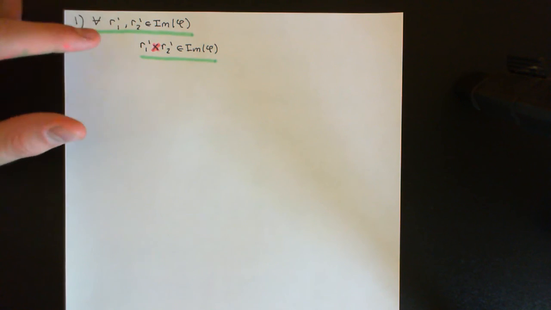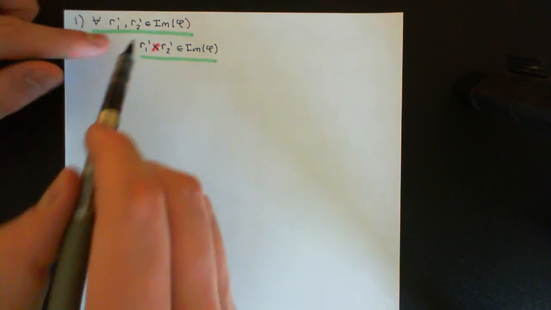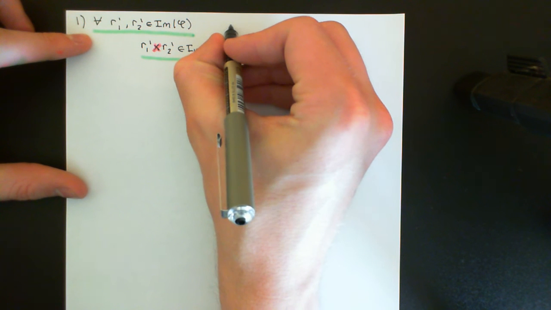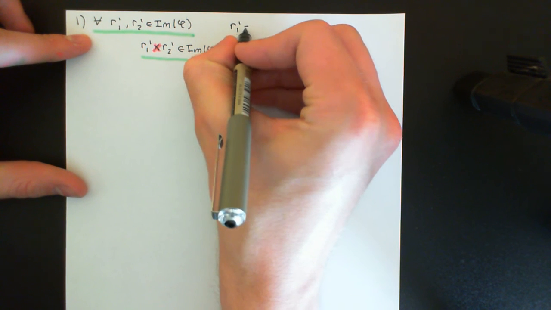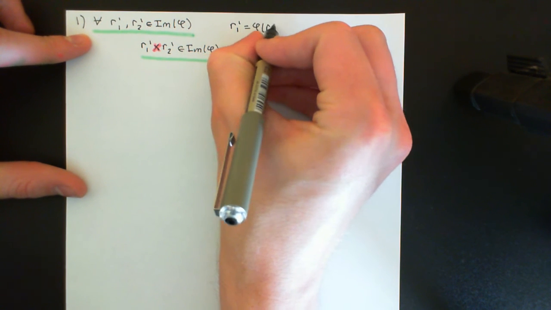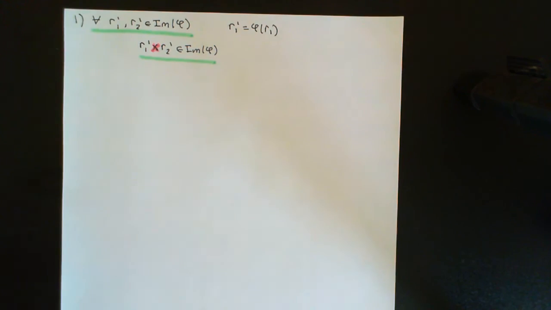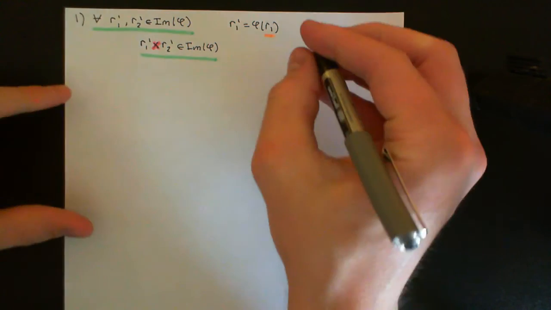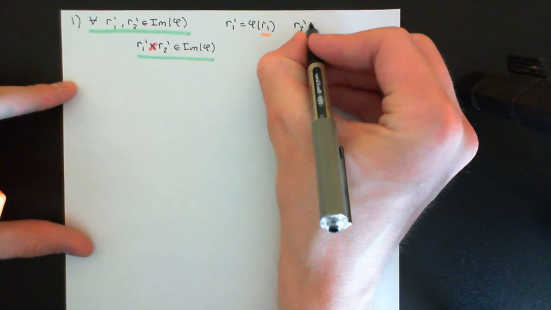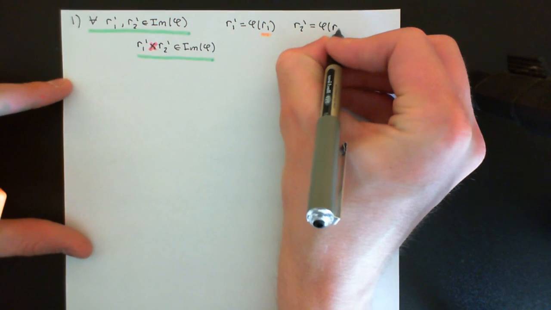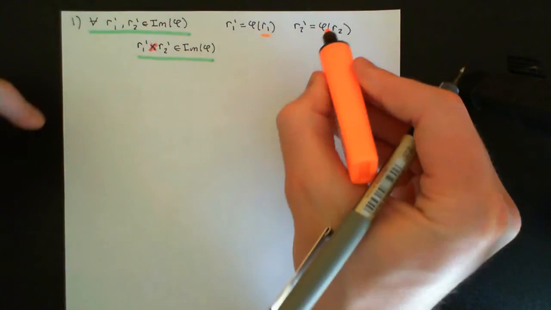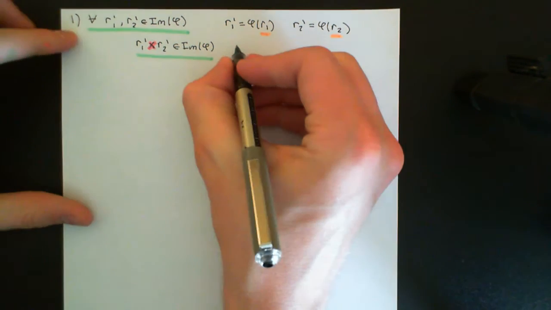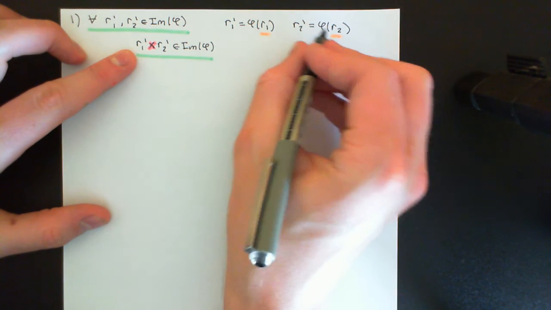So, once again, what I'm going to have to use is the fact that these two are elements of the image of the homomorphism, and therefore they can be written as phi of some element in the domain ring. So R1 prime will equal phi of some R1 from the domain ring here. Again, I'll highlight the fact that this is in the domain ring by underlining it in orange there. And again, R2 prime will be writable as phi of some R2, where again R2 is from the domain ring here.